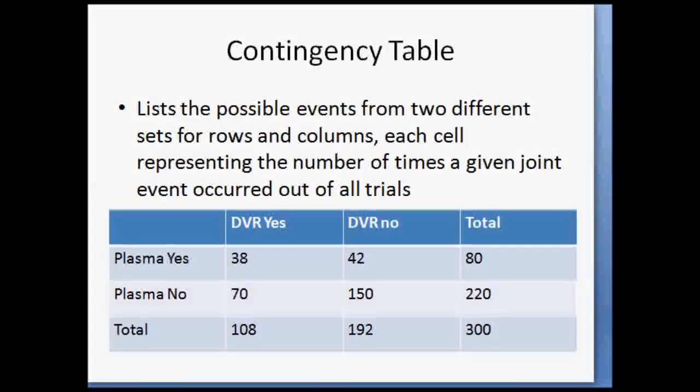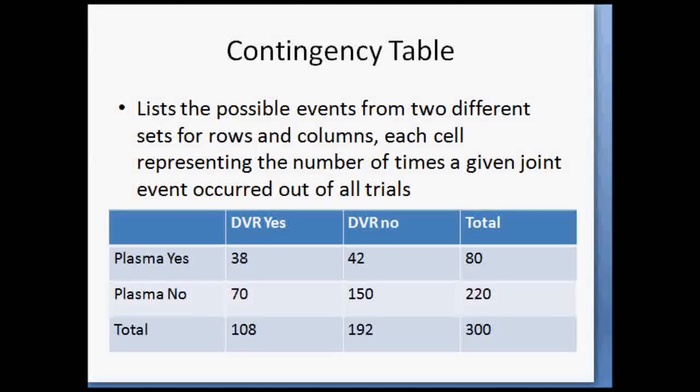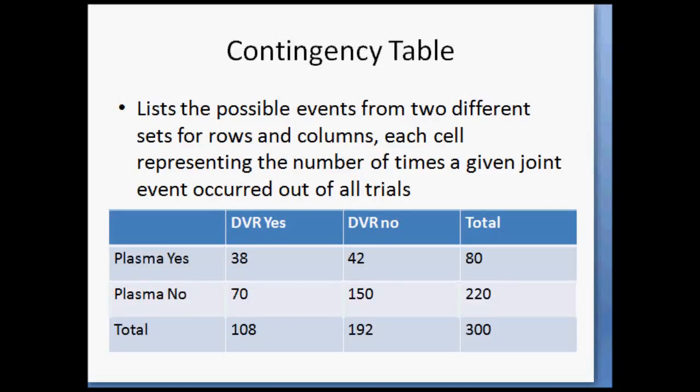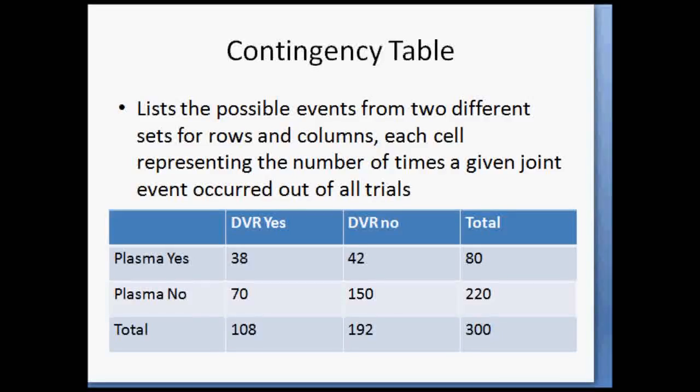Alright, so last time we defined some terms and concepts, so now we're going to talk about the nitty-gritty of how you convert between marginal probabilities, joint probabilities, and conditional probabilities using a contingency table. So here's what one looks like.